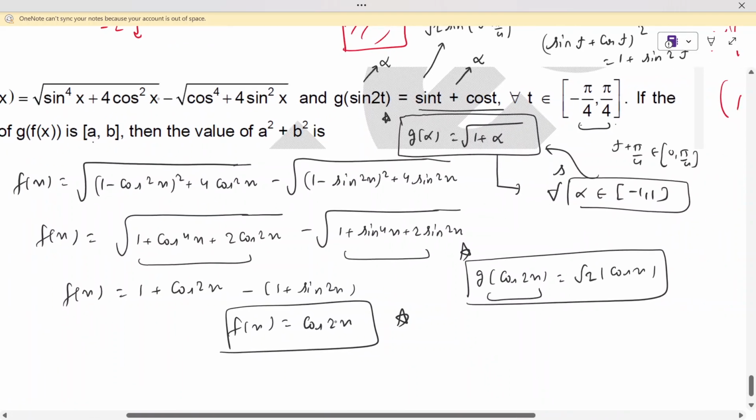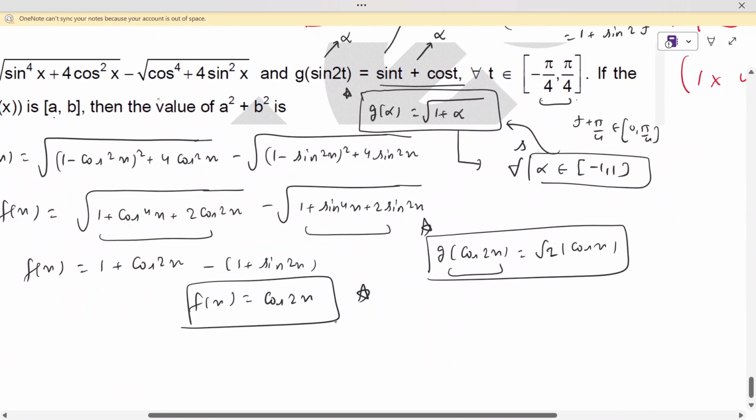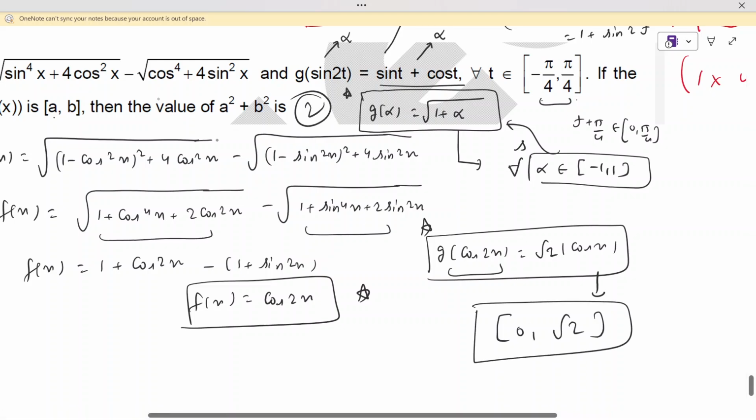So g(cos 2x) is root 2 mod cos x. So the range will belong to what? Mod cos x belongs to 0 to 1. It will belong to 0 to root 2. So this sum is 2. Clear?